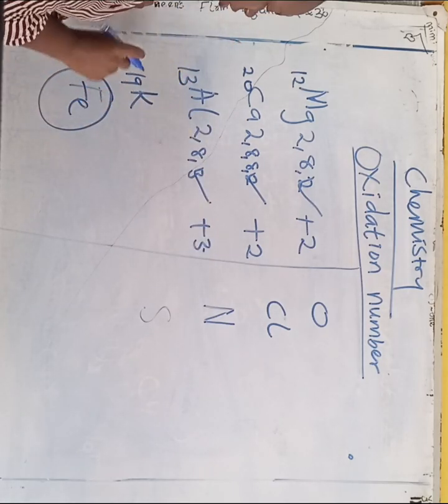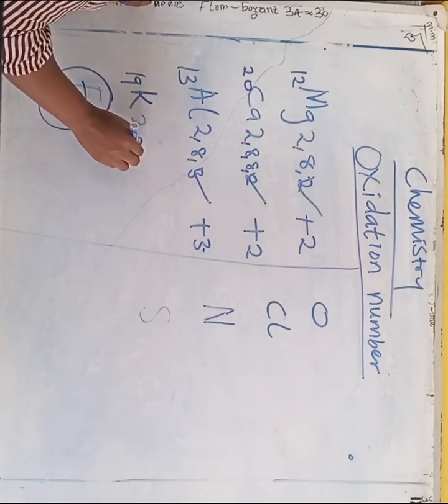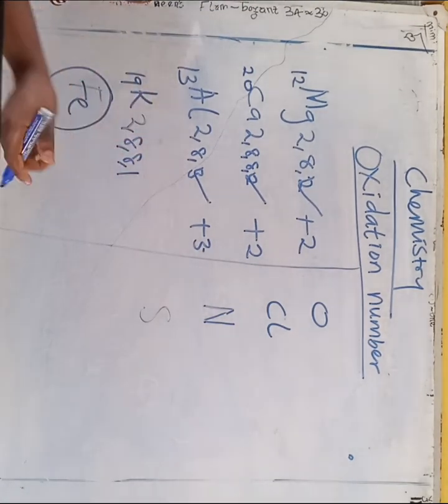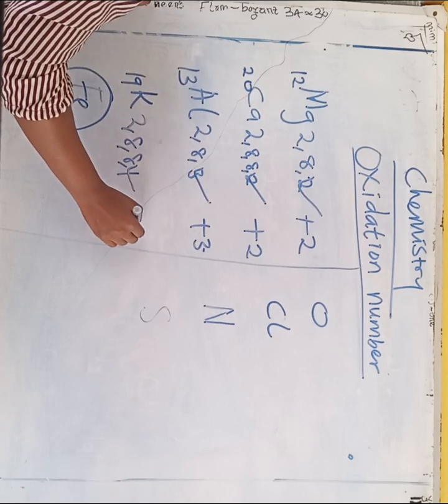So 19, you have 2, 8, 8, 1. Of course, potassium, what is it doing with this one? To give out 1.